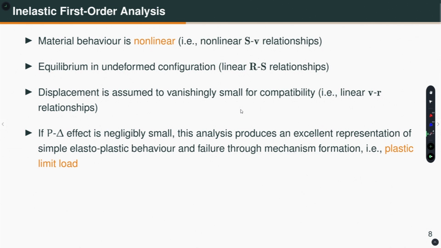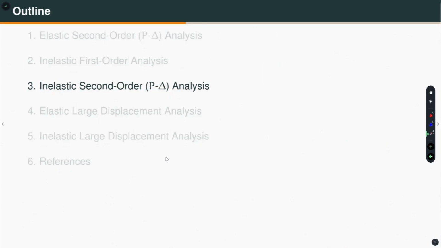Okay. Now, if the P delta effect is negligibly small, then only this analysis produces an excellent representation of simple elastoplastic behavior and failure through mechanism formation or the plastic limit load, provided the P delta effect is small. If the gravity load is significant, you cannot do this analysis. Then what you need to do? You need to do inelastic second order P delta analysis.